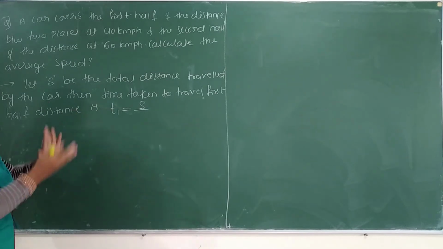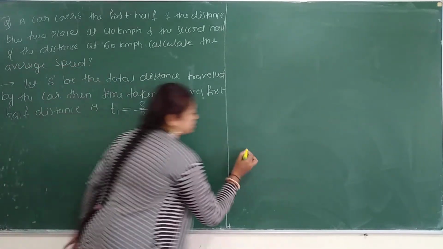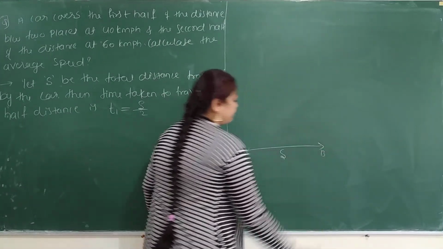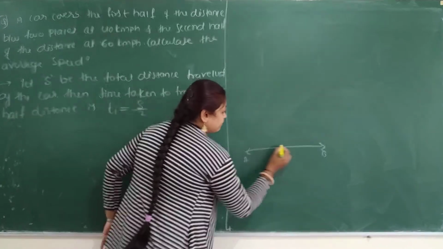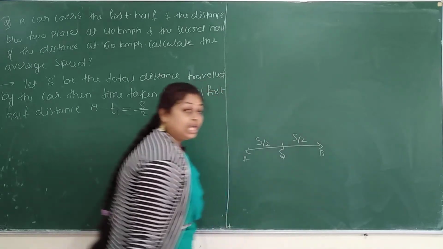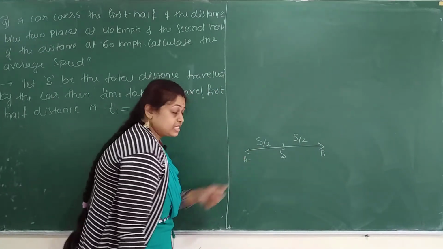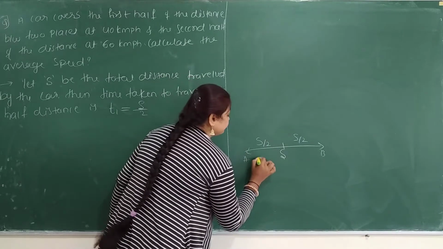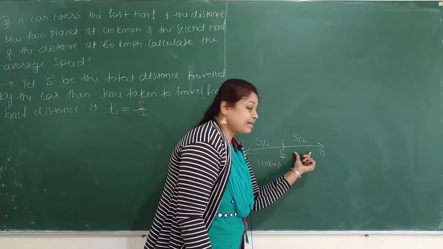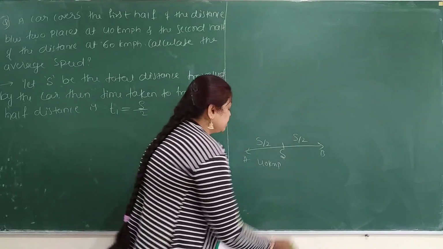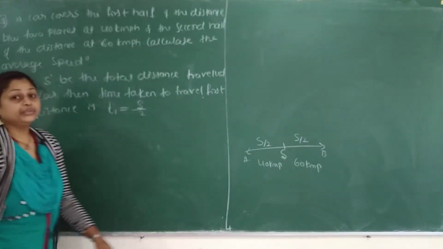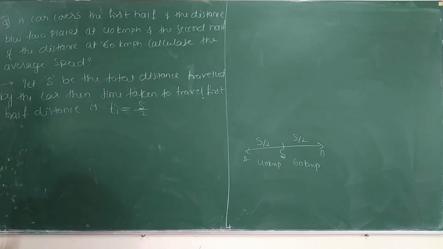Total distance, if you divide it in half, let's say the total distance is s. So this is point A, point B. The first car travels the first half distance, that is s/2, and the second half distance will be s/2. To cover the first half distance, it is moving with a speed of 40 km/h. To travel the second half distance, it is moving with a speed of 60 km/h. Then you have to calculate the average speed of the car.